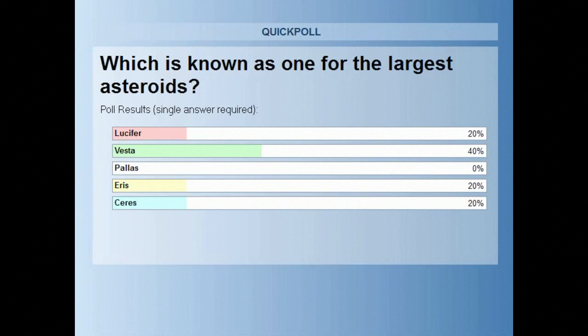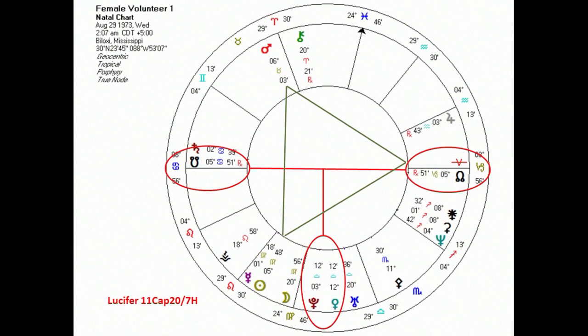So thank you for participating in our second poll of the night. You know, we should also say that Sirius was the first asteroid discovered as well.